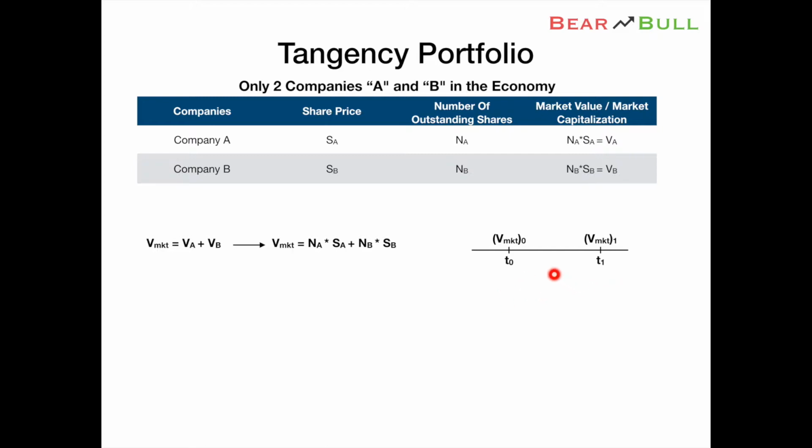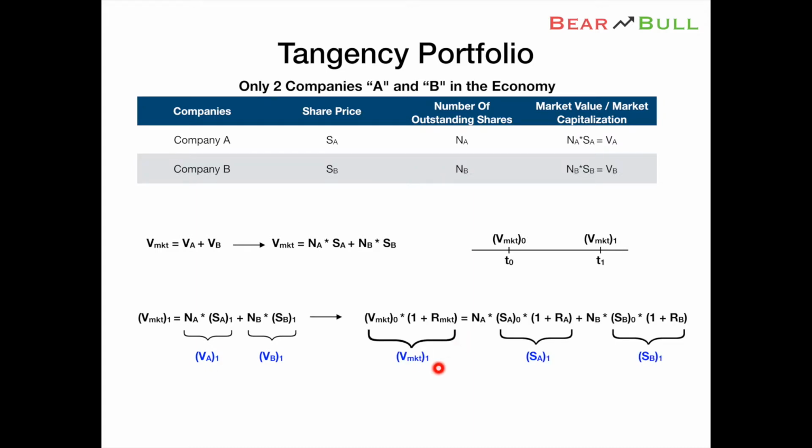Up here, we see the notation for the market value at time 0 and at time 1. We can represent the total market value at time 1 with the sum of the market cap of Company A at time 1 and the market cap of Company B at time 1. Market cap is calculated by multiplying the number of outstanding shares by the share price at that specific period. We can also write the total market value at time 1 as the product of the total market value at time 0 and 1 plus the rate of return on the market over this holding period.